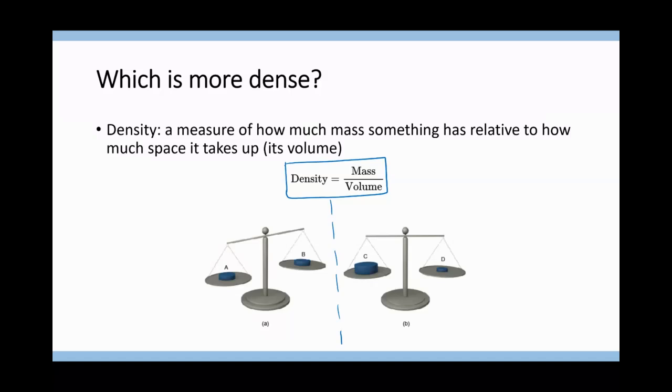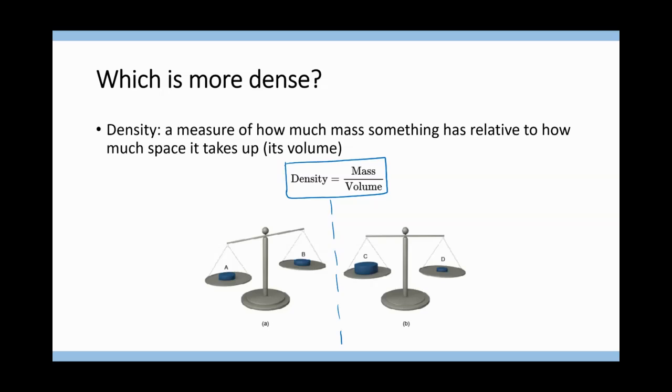So between A and B, both of these substances, these solids, have the same volume. They take up the same amount of space. But A is shown to be heavier since it's lower in the scale. So that means for the same amount of volume, A has more mass, so A is more dense. It has a higher density.